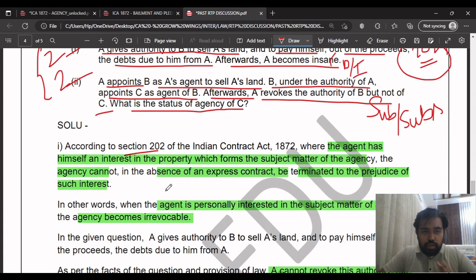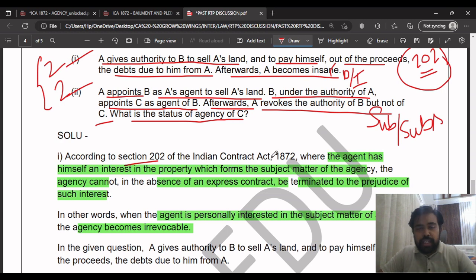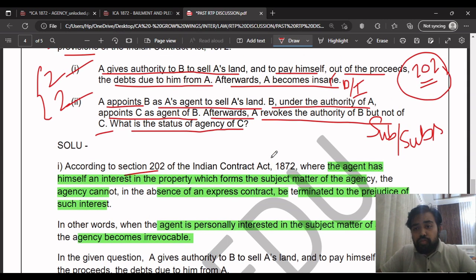Now coming to this question, this is based on subagent. As I've told you, in this case they are asking that A, the principal, appoints B as agent to sell his land, but B appoints C to do the business for the principal. Afterwards, A revokes the authority of the original agent, B. So what is the status of the agency of C? If you are getting confused, I'll tell you in a very simple manner.